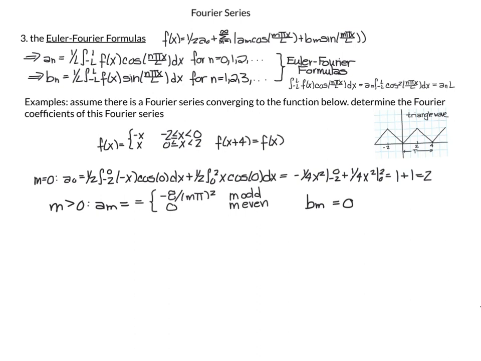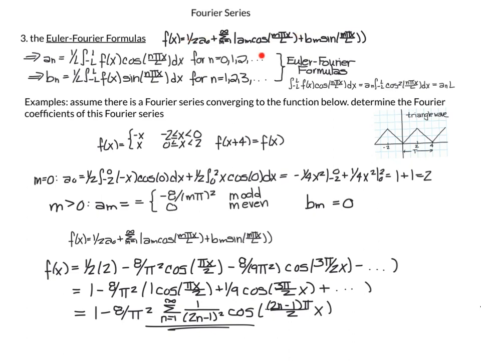Adding that to our other coefficients, our a naught is equal to 2, our a sub m is equal to this function, and our b sub m is equal to 0. So I took this equation and I moved it down over here so I can write my final answer. I have my 1/2 a naught. My a naught is equal to 2. And now all of my b sub m, they go away. So I'm not going to have any sine terms, only cosine terms.